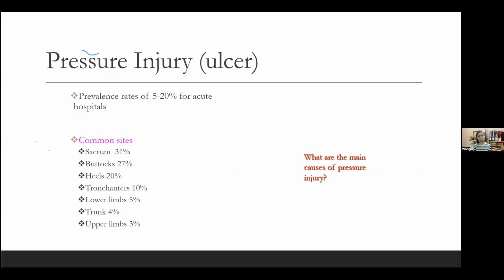And do you know what the main causes of pressure injury are? Anyone? I myself am not sure. Anyone want to answer that? You can type in the chat box. What do you think is the main cause of pressure injury? I think the name in itself, the pressure. Pressure. Yes, it can be friction.